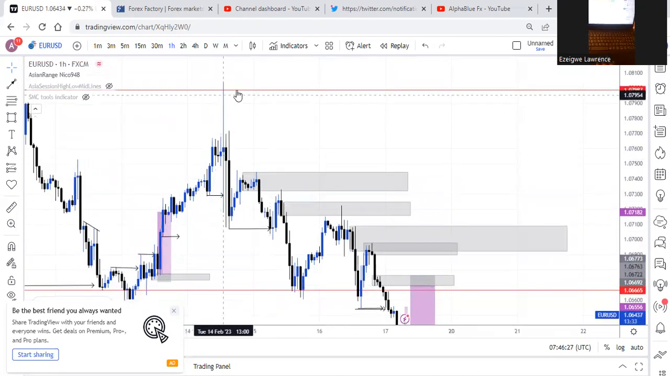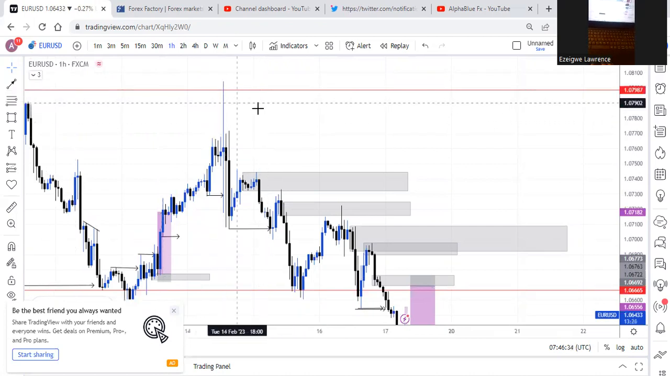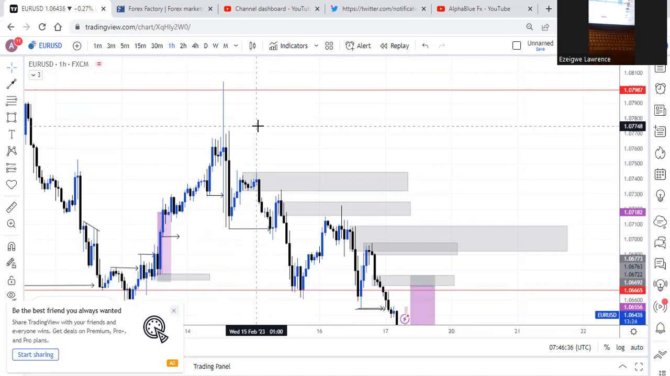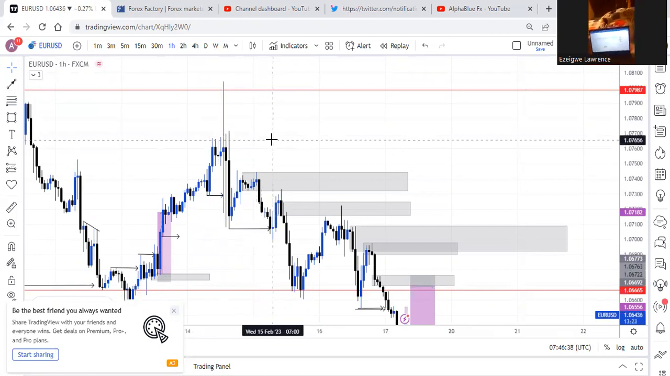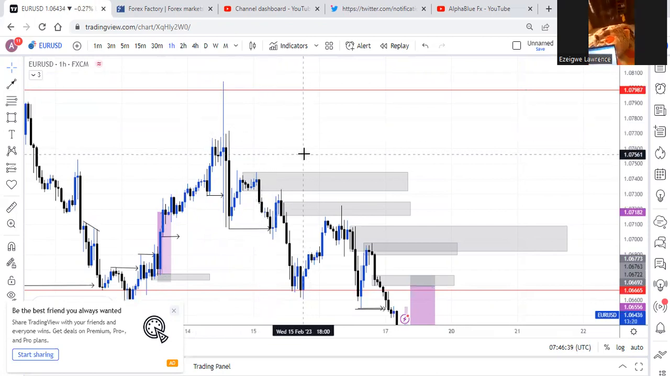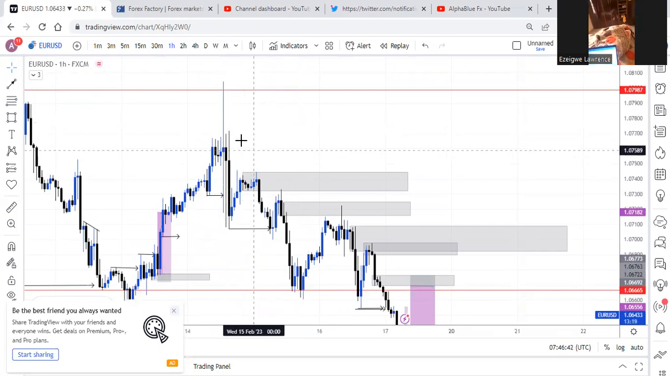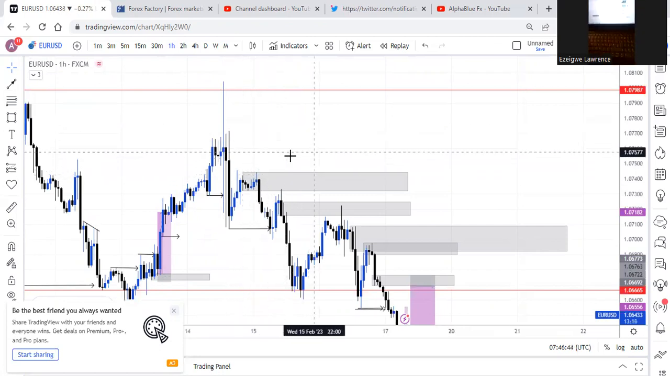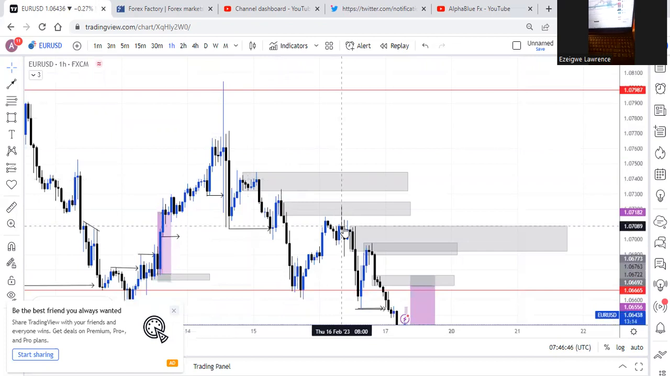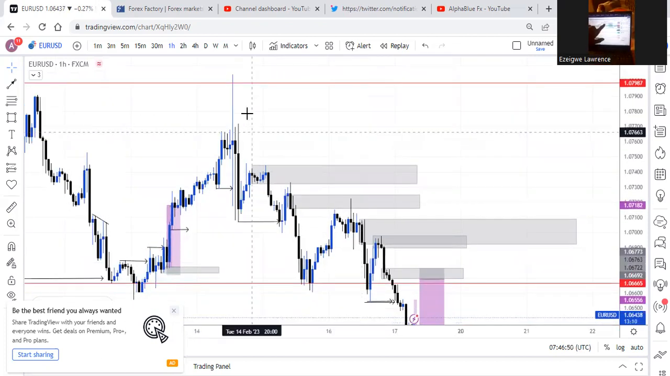Now, when the market came and took out this weak high here, this red horizontal line, the event that took out this high was, I guess, Jerome Powell's speech. Was it CPI? No, it wasn't CPI. It was Jerome Powell's speech. CPI was, I guess, around here. Yeah, this one here is CPI.